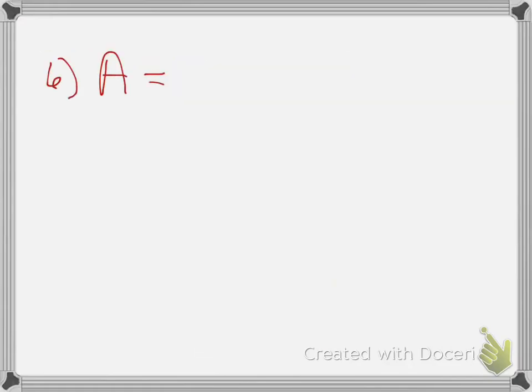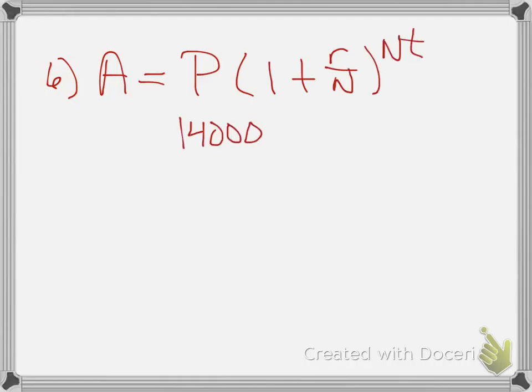Let's see what's next. Number 6. Number 6 is the compound interest. How do you know it's compound interest? Because it says in the problem compounded. Something about compounded monthly. P represents the beginning. How much did we start off with? $14,000.